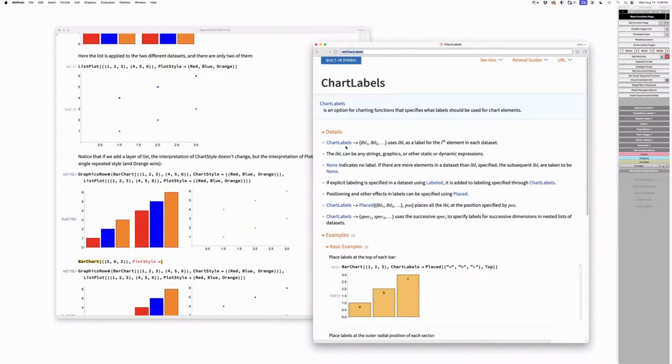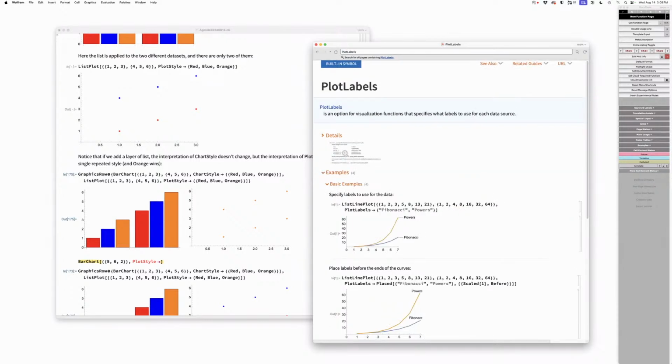What's the difference between ChartLabels and PlotLabels? ChartLabels is able to label at different levels. Okay, but should functions that take ChartLabels also take PlotLabels? There's no such thing as PlotLabels, or is there? There is. I've never heard of it. It sets labels in things like ListPlot, ListLinePlot. Oh, those things. Yes. But it doesn't label data points.